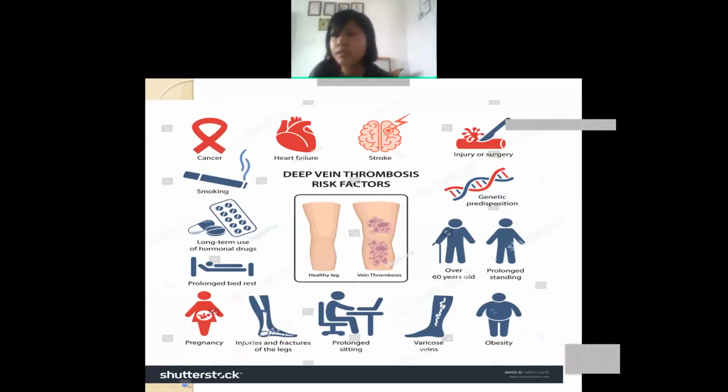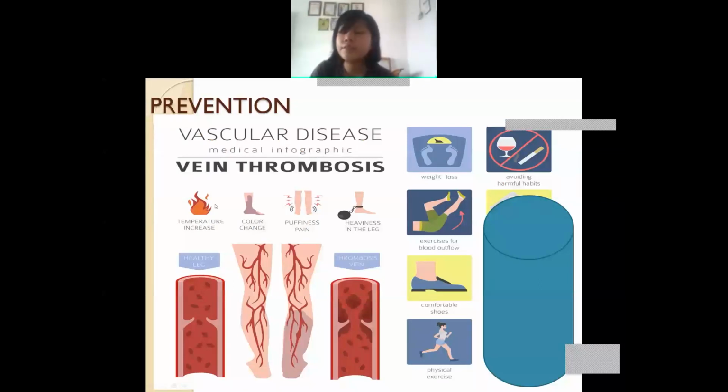So how can we prevent ourselves from this deep vein thrombosis? First, since the risk factors also included obesity, the person has to watch his or her weight. That is, the person should lose weight. Understand? And next is exercise. The person should perform some exercise also.